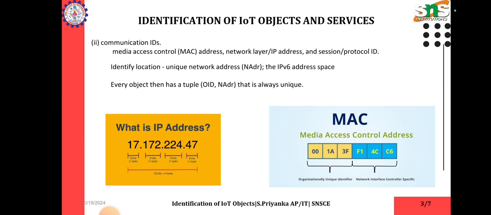What is an IP address? This is the format of an IP address, for example, 17.172.224.47. Each one consists of 8 bits, that is considered as 1 byte. Now, let us take a single IP address. A single IP address mainly consists of 4 bytes, that is equal to 32 bits.